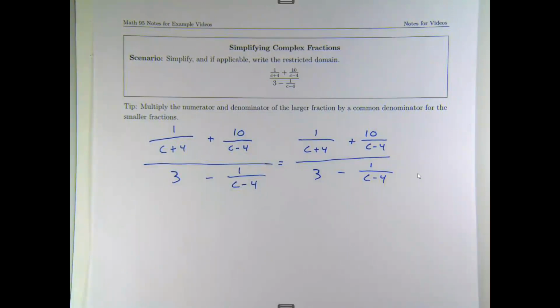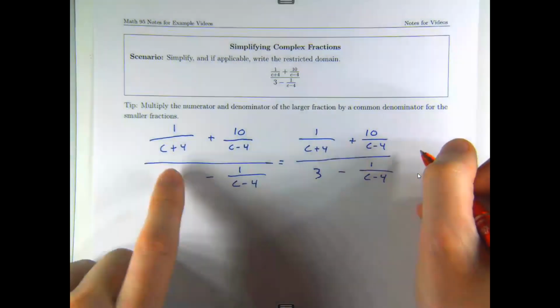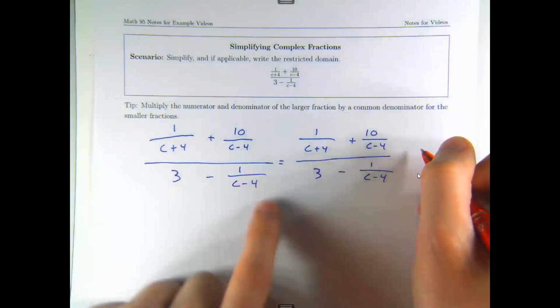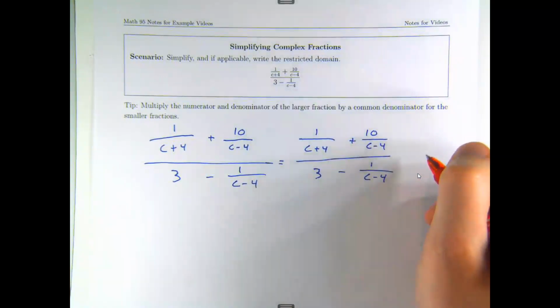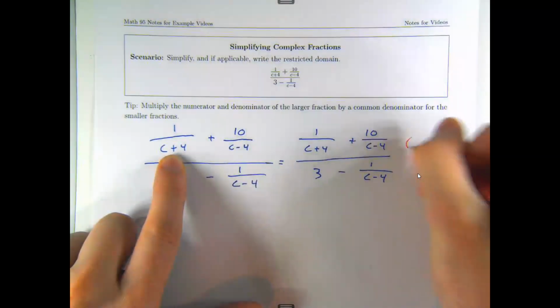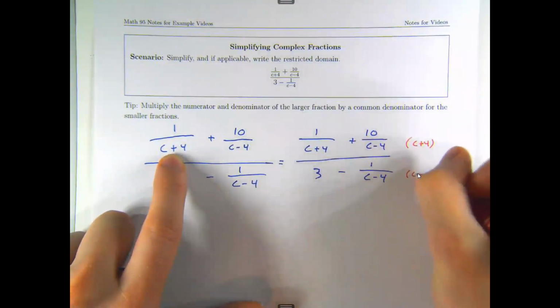The way that we do that is by finding a common denominator. So what I'm looking for is what's every denominator I need to cancel on the top here, and what's every denominator I need to cancel on the bottom. So I see the c plus 4, so I'm going to multiply the top and bottom by c plus 4 to cancel out that denominator.